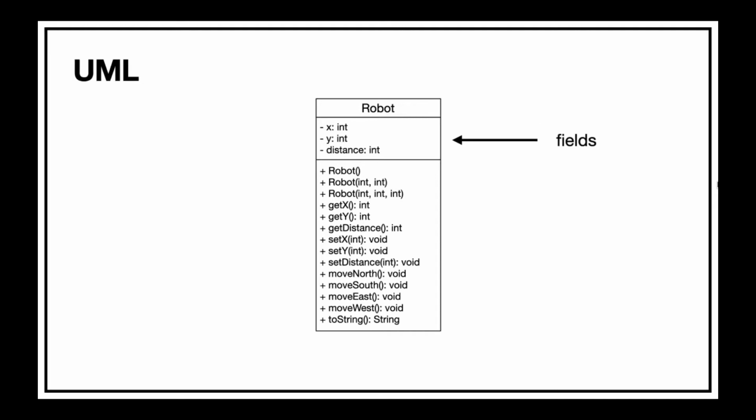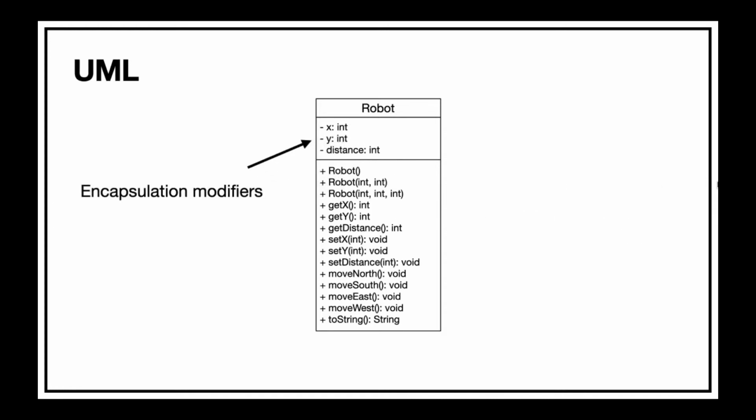This smaller box represents the fields. These are the characteristics and what makes an object unique. Let's inspect what is inside of there. These are the constructors and methods. These are the functionalities of this object called robot. Let's inspect what is inside of the fields.